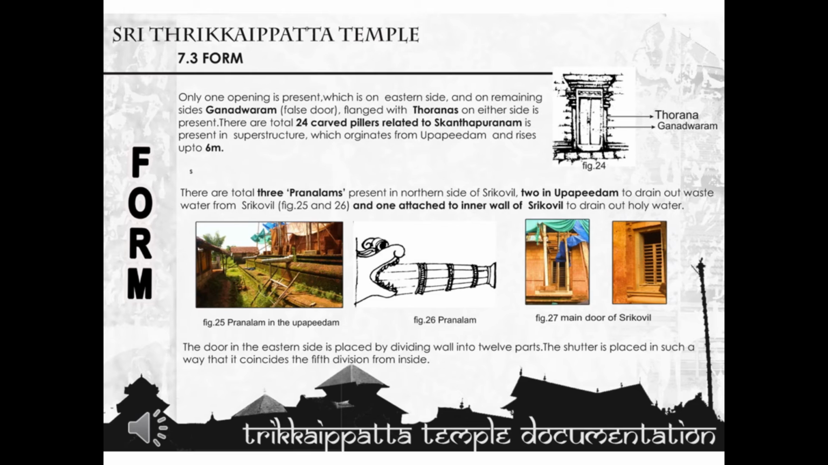The door on the eastern side is placed by dividing the wall into 12 parts. The shutter is placed in such a way that it coincides with the 5th division from inside.